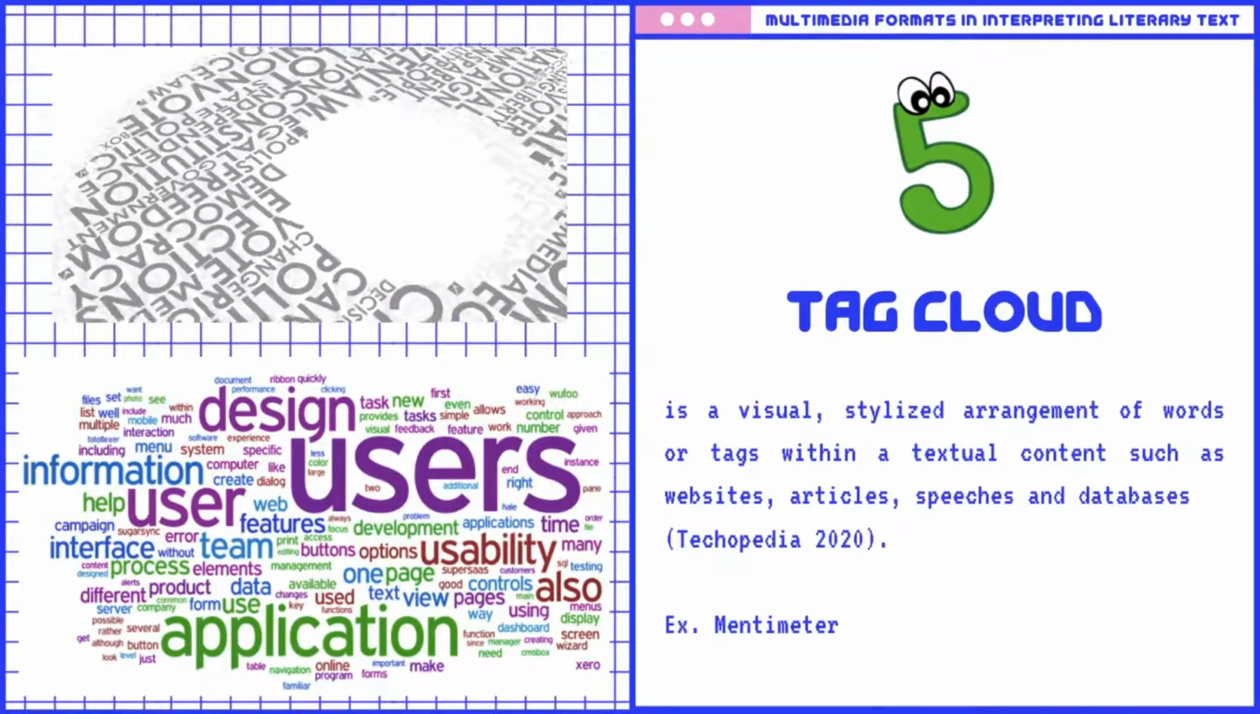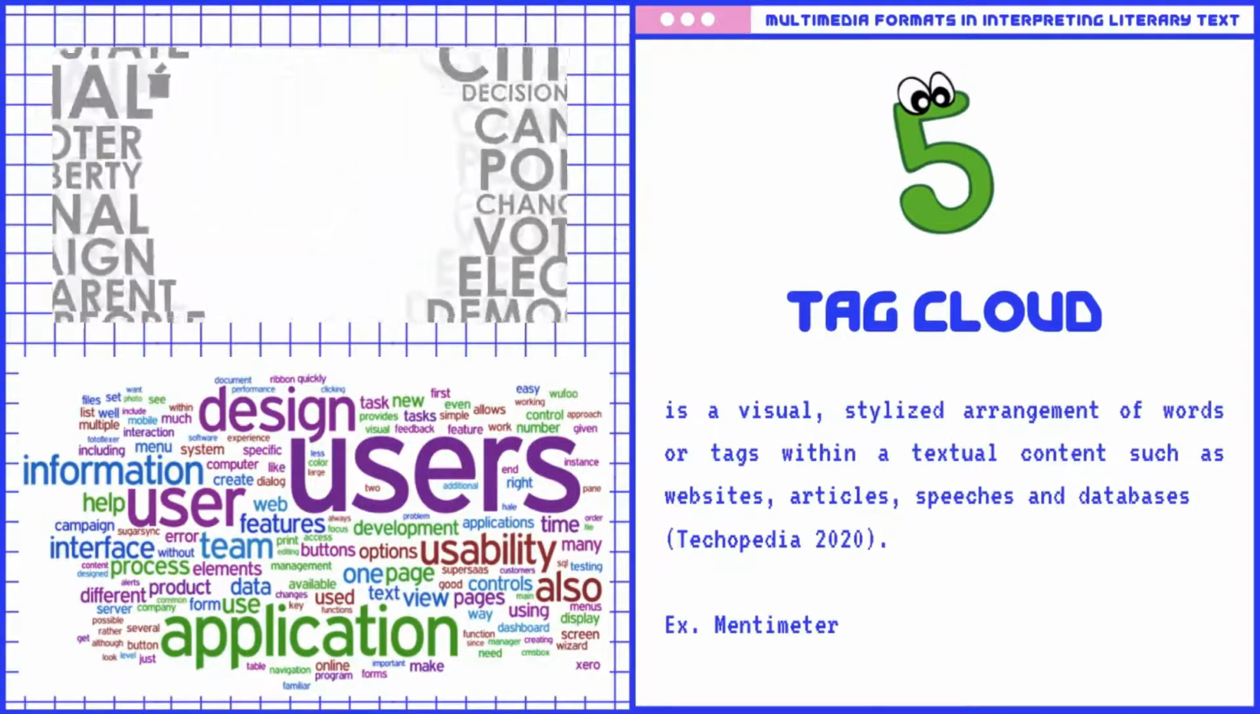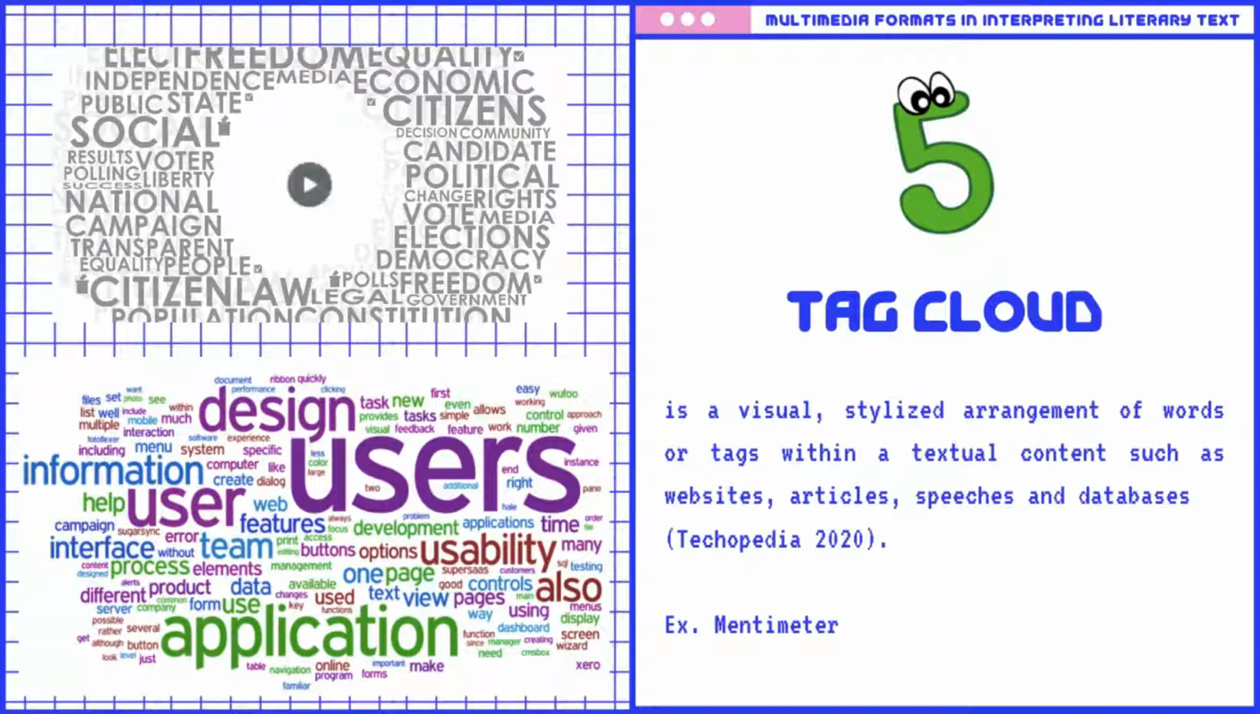5. Tag cloud. It is a visual, stylized arrangement of words or tags within a textual content such as websites, articles, speeches, and databases. Simply, by looking at the picture at the left, tag cloud is represented by these words. It's a stylized arrangement of words, very visual, but still having the textual content that gives out the idea of a certain word through relative words and ideas.